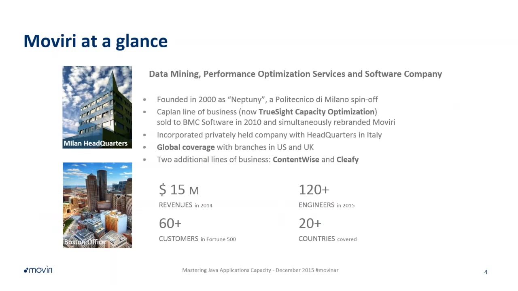Our headquarters are in Italy, in Milan indeed. We have global coverage, and we have branches in the US and UK. We also work outside of the performance and availability space with other business units, which are Content-Wise and Clarify. Let's take a look at today's topic.